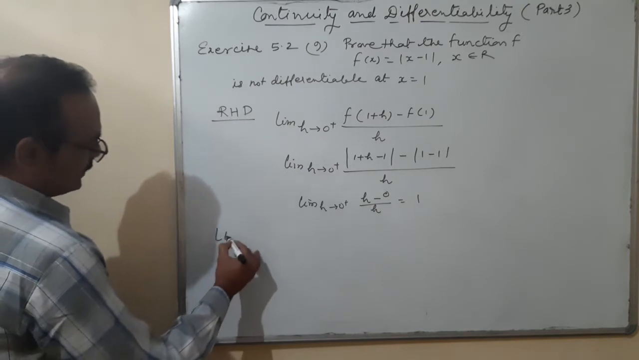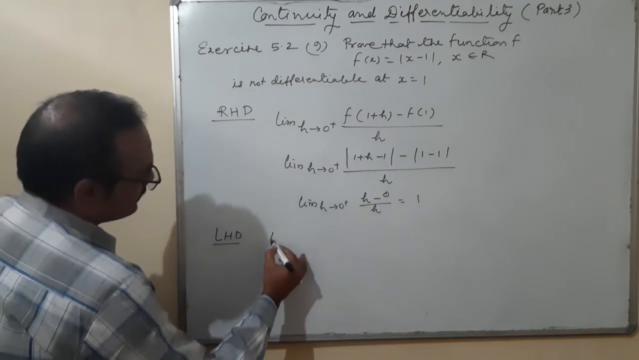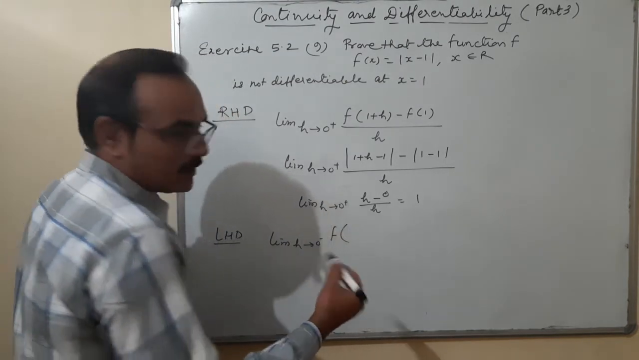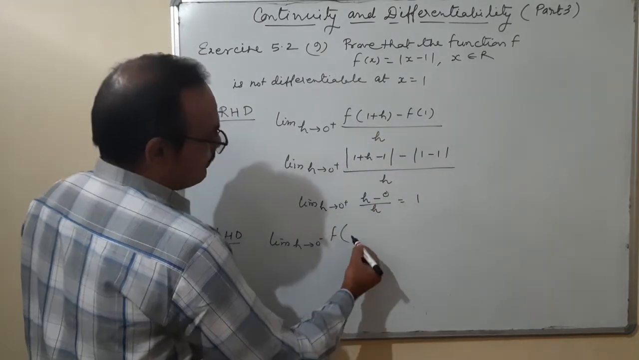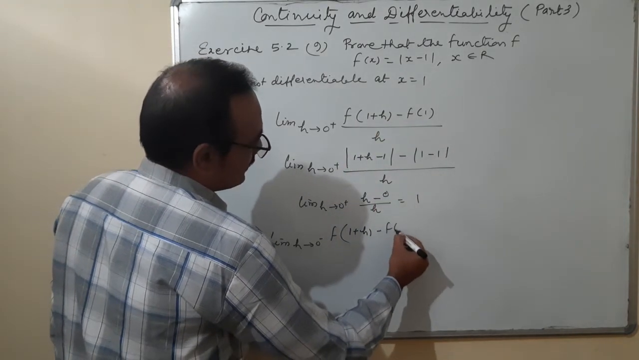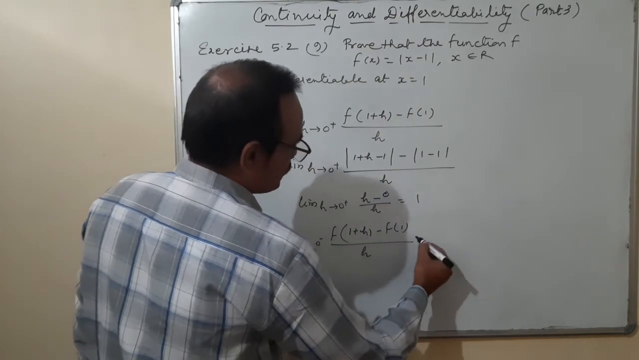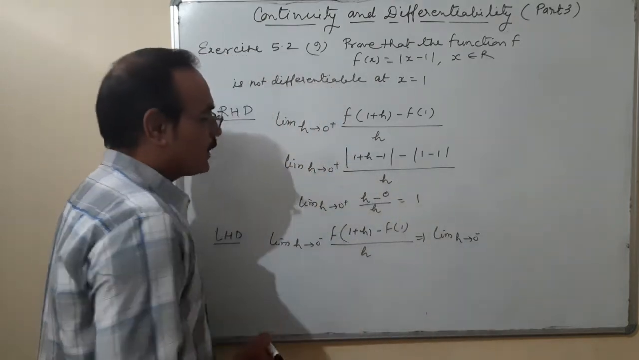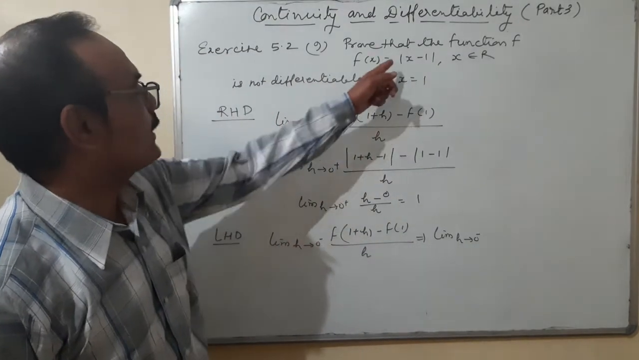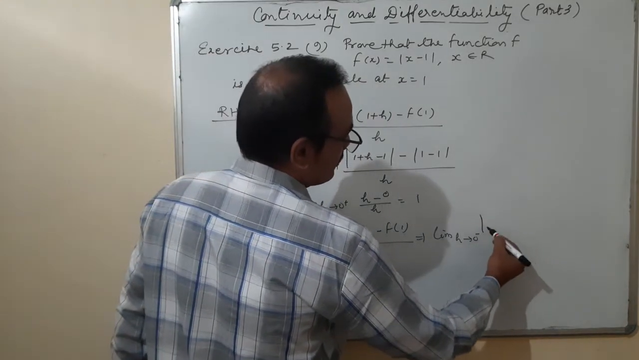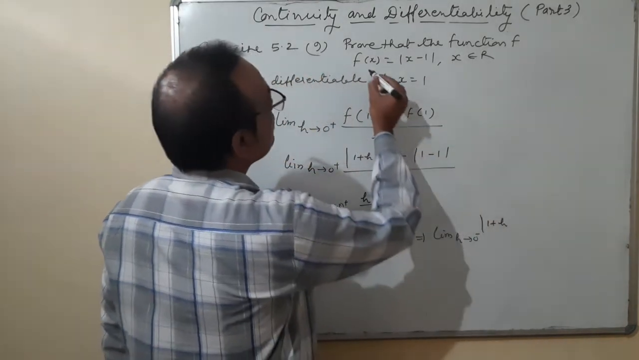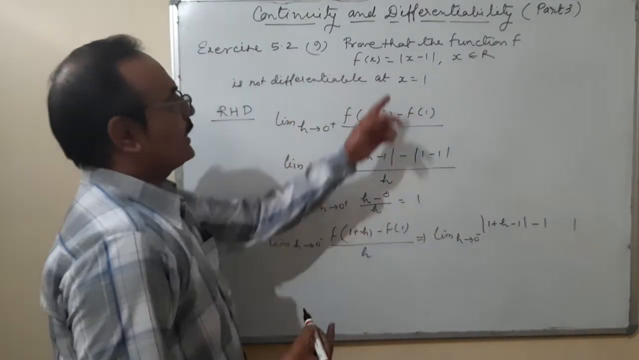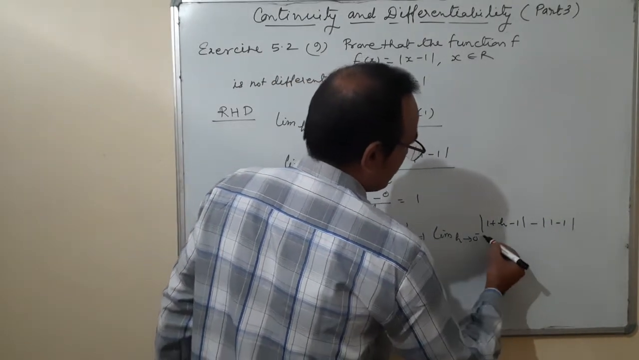Now let us see LHD. What is it? LHD, limit h tends to 0 minus, the formula is same, f of 1 plus h minus f of 1 upon h. So what is this? Limit h tends to 0 minus f of 1 plus h. Now I'm going to put the value in place of x, that is 1 plus h, mod 1 plus h minus 1 minus f of 1. Again we'll put here 1, so it is 1 minus 1 upon h.